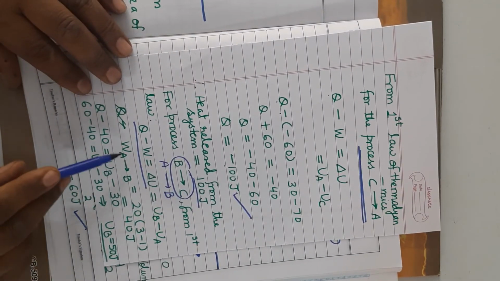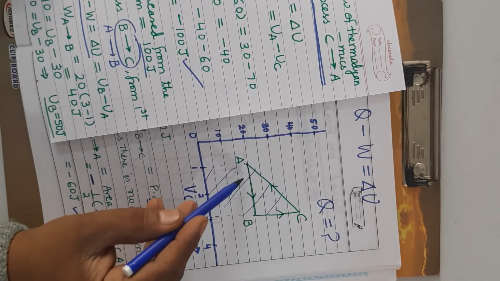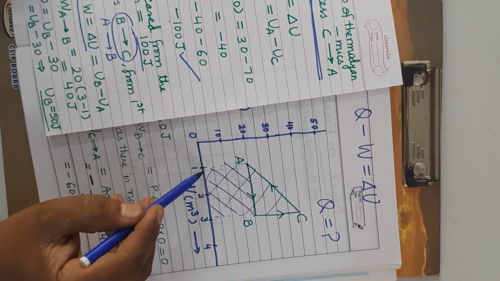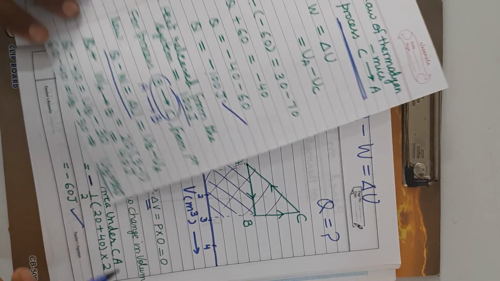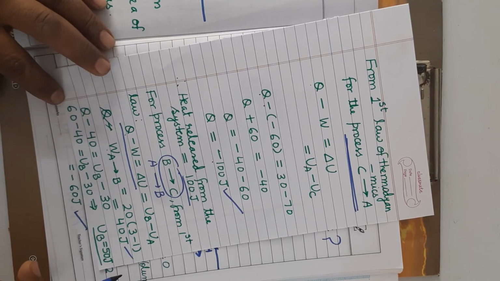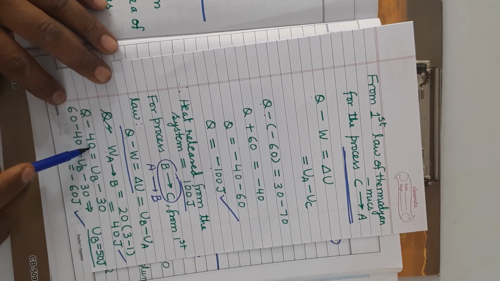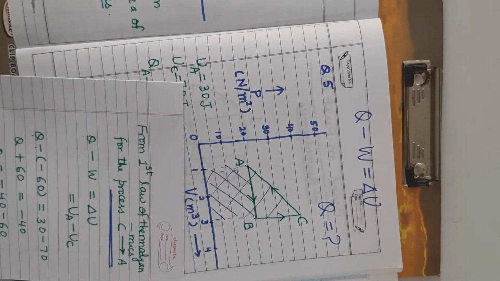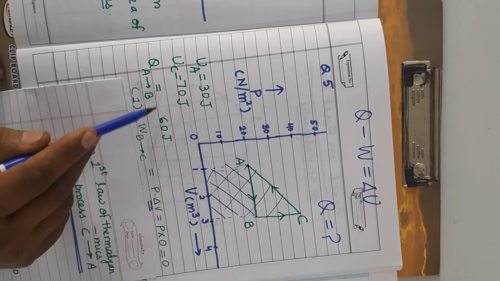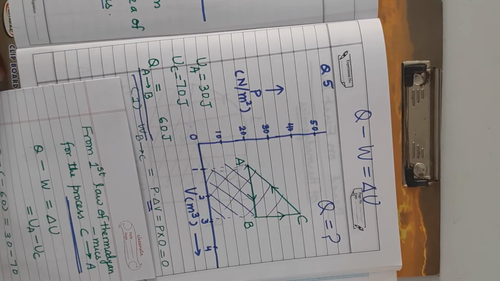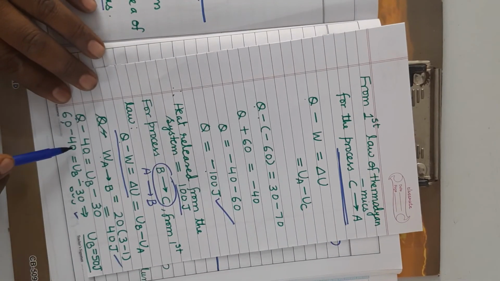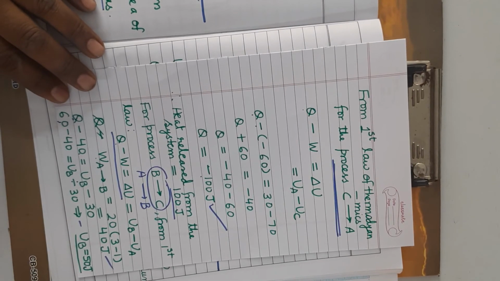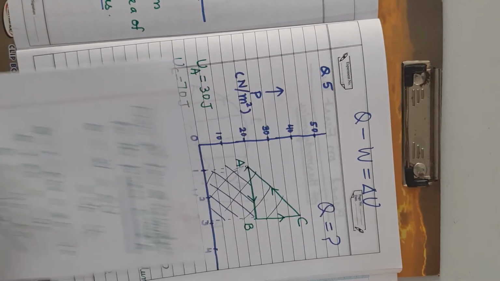Now what will be W from A to B? W from A to B will be equal to this area. How will you find this area? This is 20, and this is 3 minus 1, that is 2. So 20 into 2 equals 40 joule. Now Q minus 40 equals UB minus 30. But Q is given in the question. How much heat is spent in A to B? 60 joule. So it will be 60 minus 40 equals UB minus 30. When you simplify, it will come out 50 joule. So you can see this.